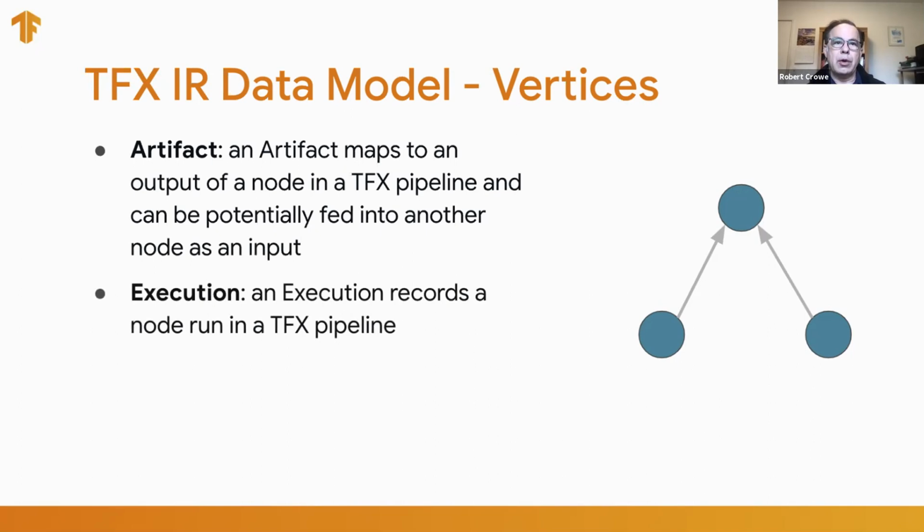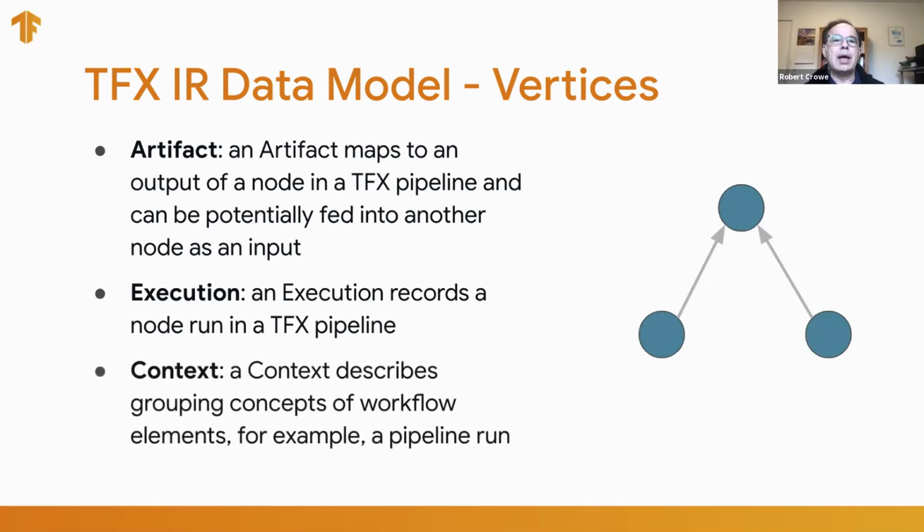Executions of nodes, or you might think of components, an execution records the execution of that node. So that's also a vertex in the graph of the data model. And the context describes, well, really at an abstract level, it's a grouping of workflow elements. Typically, it's a pipeline run. So within a run of a pipeline, those would all be grouped into a context.